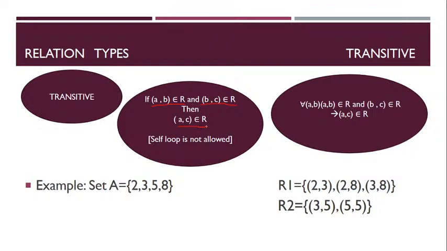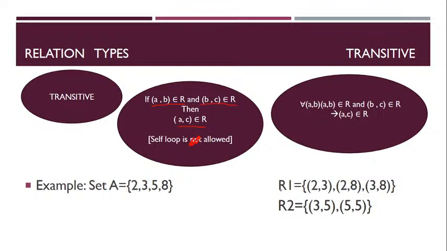This way, we expect AC must be there in the relation. So if AB is present in the relation and BC is present in the relation, then AC must be there in the relation. One thing I have written wrong: a self loop is actually allowed. So in case of transitive, let's clear one example and that will help.